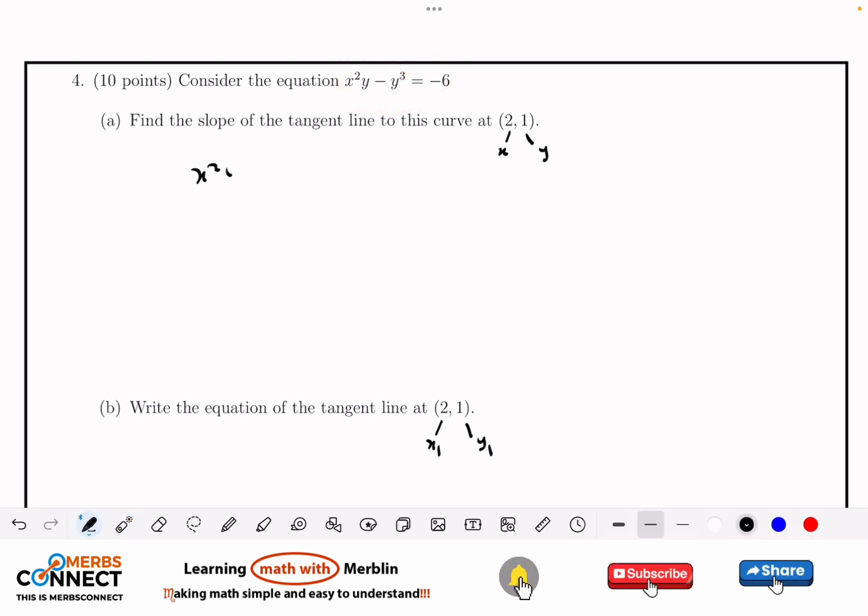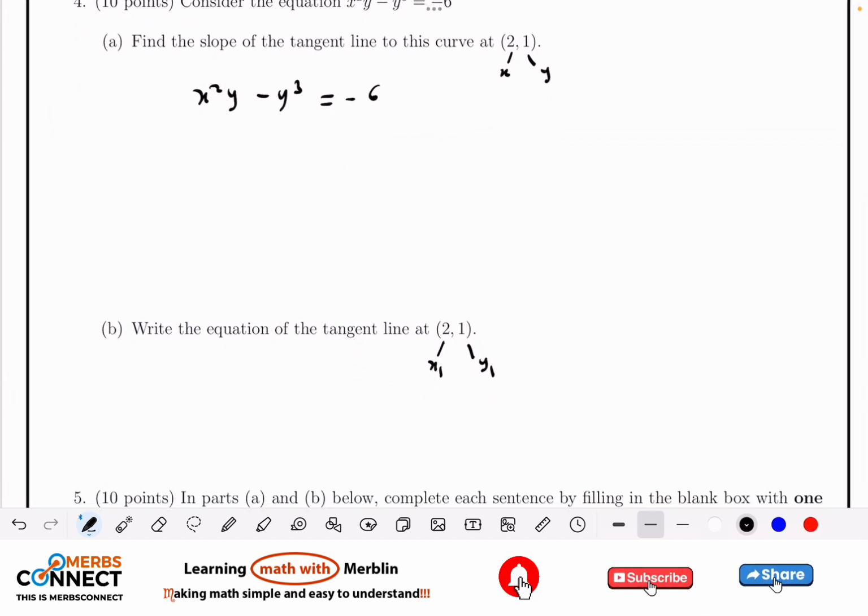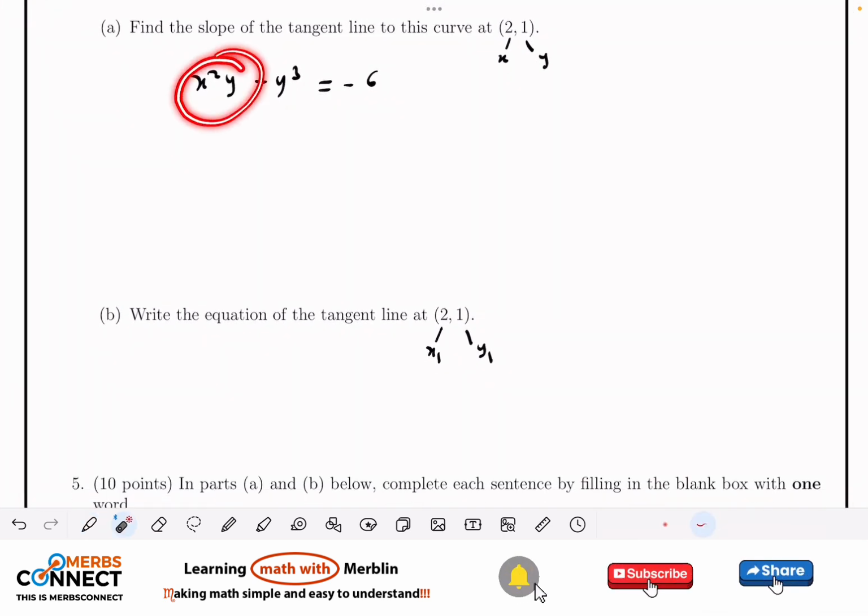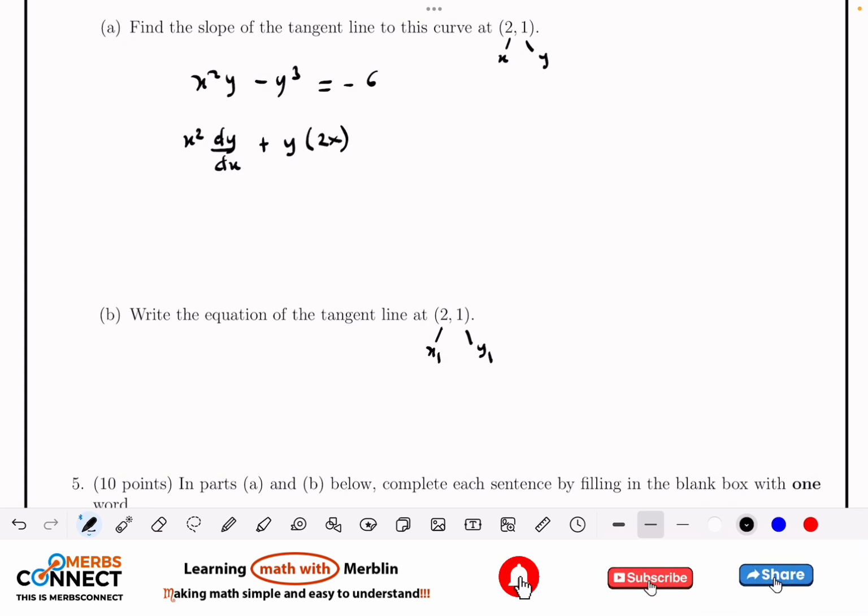So x squared y minus y to the power 3 is equal to minus 6. Implicit differentiation. So let's go through that. This is the product rule. Maintain x squared, differentiate y with respect to x. We are going to get dy over dx, plus, now maintain y, differentiate x squared. What do you get? 2x. Since we are differentiating with respect to x, we are not going to multiply by dx over dx because dx over dx is 1. Minus, differentiate y to the power 3, you get 3y squared dy over dx. Differentiate minus 6 and we get 0.